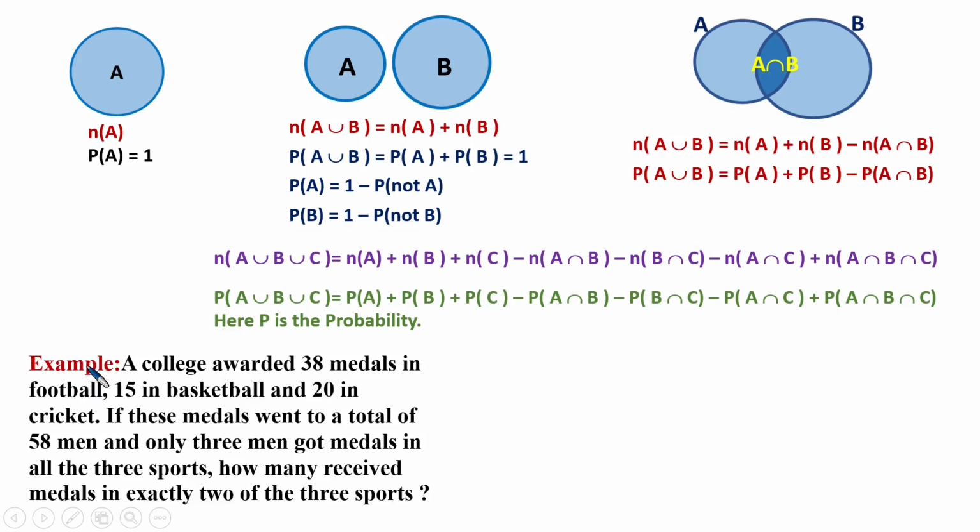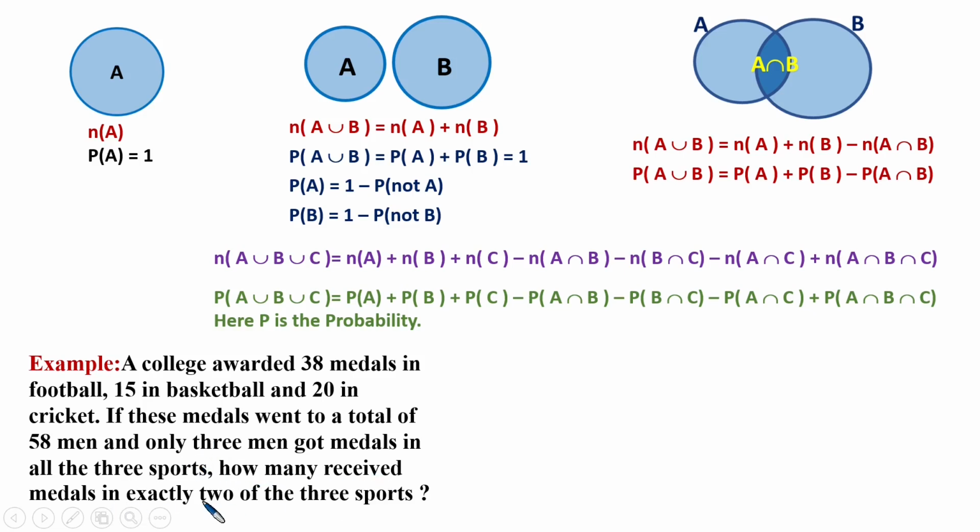Okay, now let us discuss one example based on the number of elements in a set. Here a college awarded 38 medals in football, 15 medals in basketball, and 20 medals in cricket. These medals went to a total of 58 men, so 58 people have got them. Of course some may have got 1 medal in football, 1 medal in cricket, 2 medals, and some might have got 3 also. So a total of 58 people have got them, and only 3 men got medals in all the 3 sports.